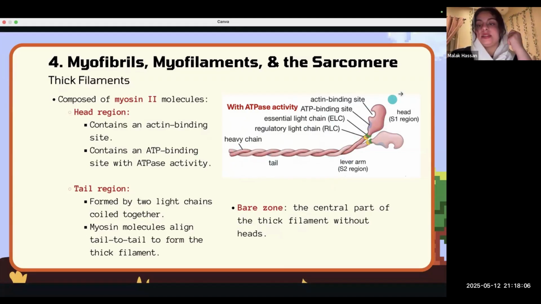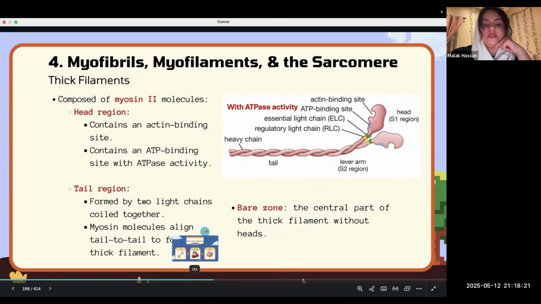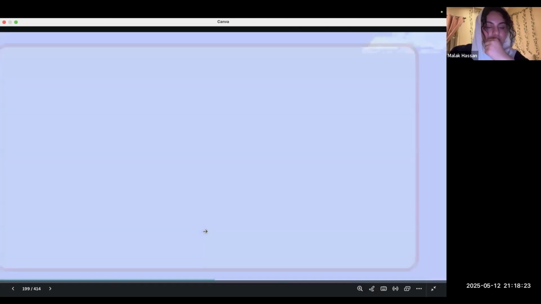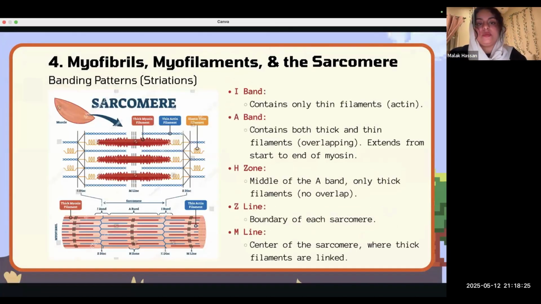So the head has an actin binding site, and it has an ATP binding site with ATPase activity. And the tail region is formed by two light chains. They're coiled together, and the myosin molecules will align tail to form the thick filament. Then we have the sarcomere, the banding patterns, or the things that form the striations.